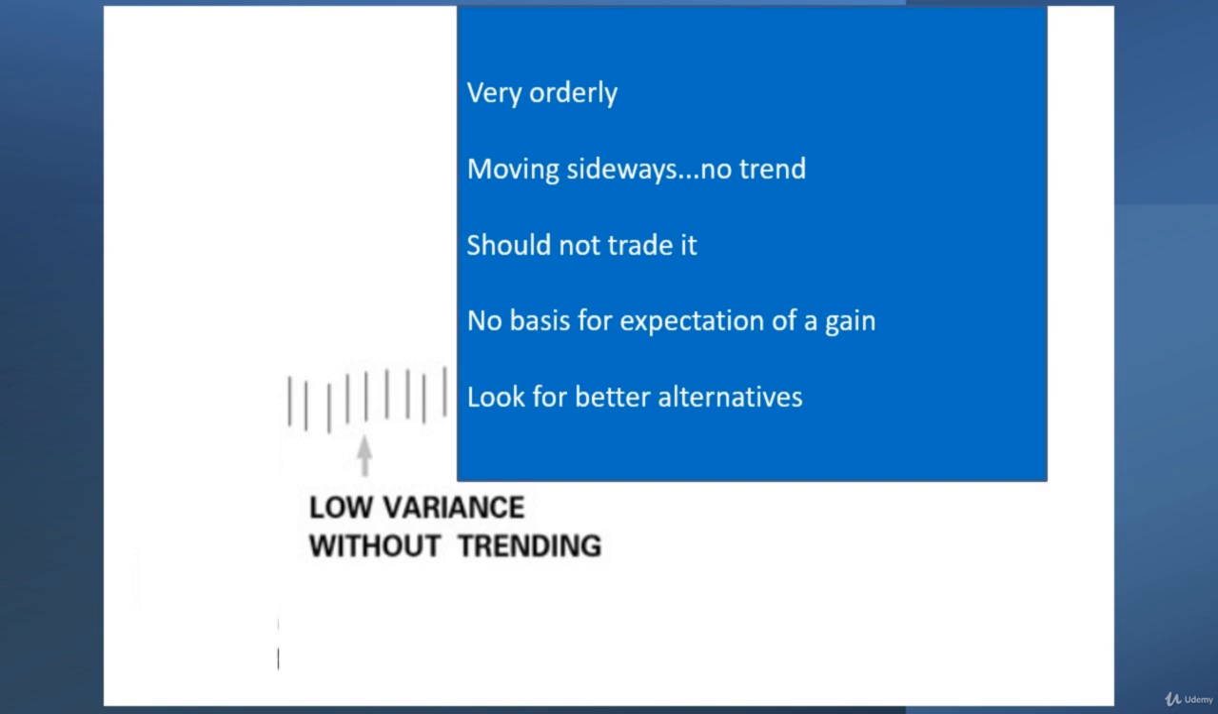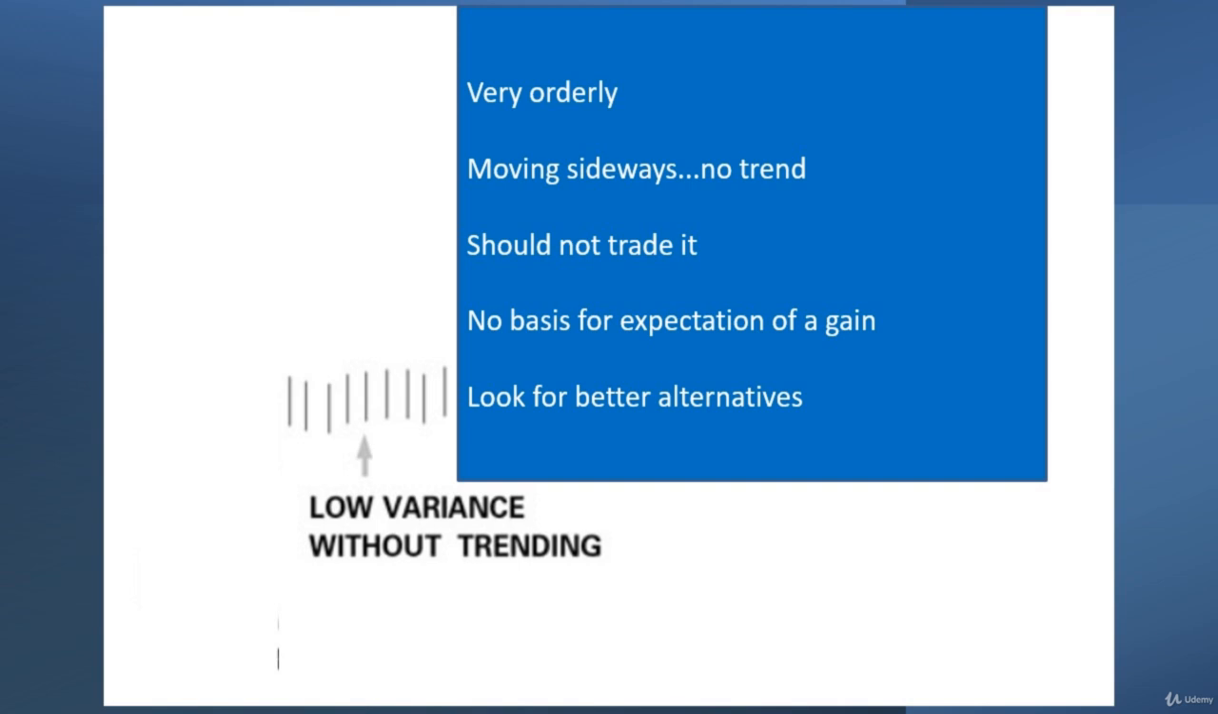If we look at another way of looking at low variance without trending, again, low variance, it's going to be very orderly. You're not seeing real high highs or low lows or anything like that, all mixed up. It's all very orderly because that's the low volatility or low variance part, but it's moving sideways. There's no real definite trend, either up or down. So you really don't know which way it's going to go. It's not real predictable at this point, and you really shouldn't trade it because you don't know what's going on. You can't really use an indicator and base a good logical decision around it. So there's no basis for an expectation of gain. You're almost guessing at that point.